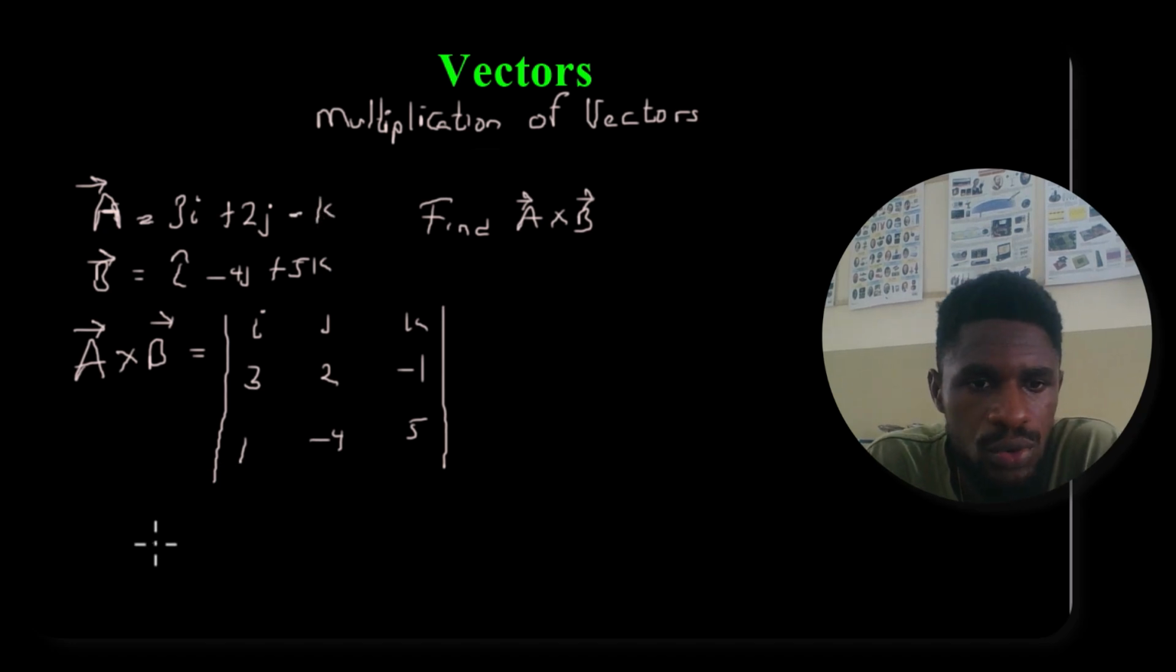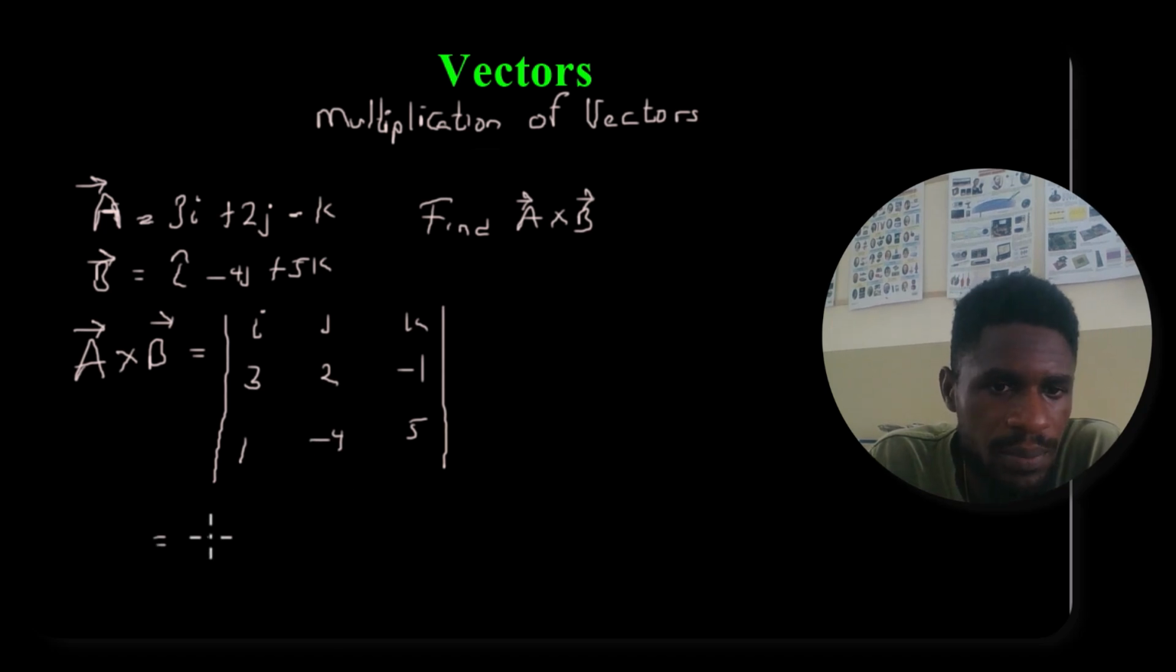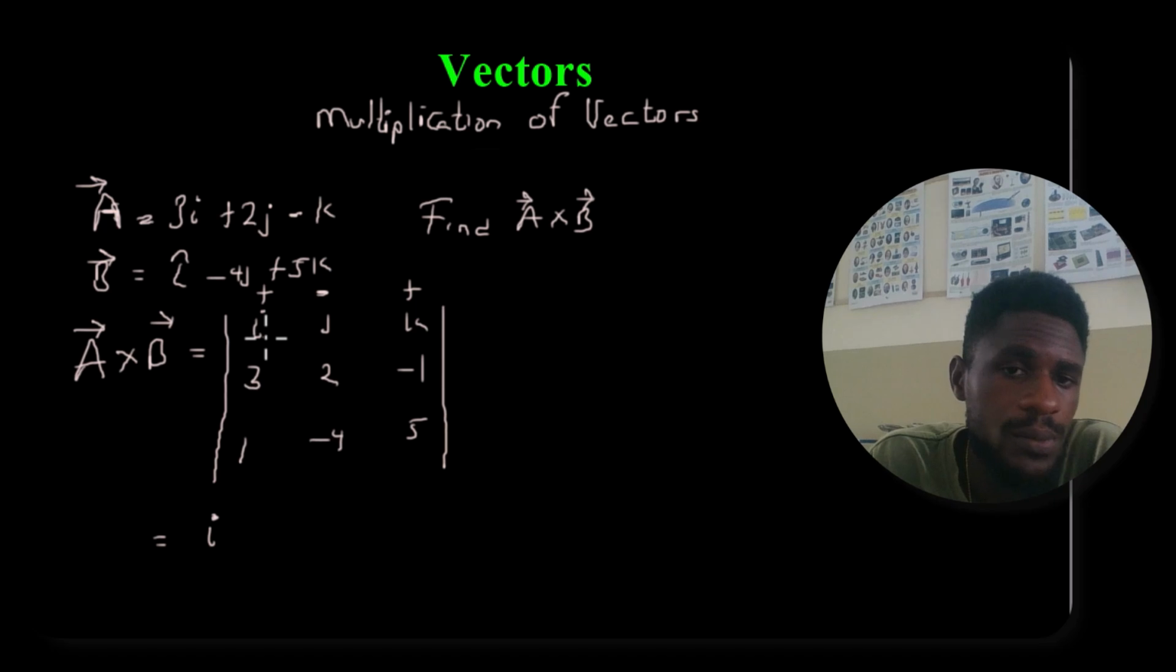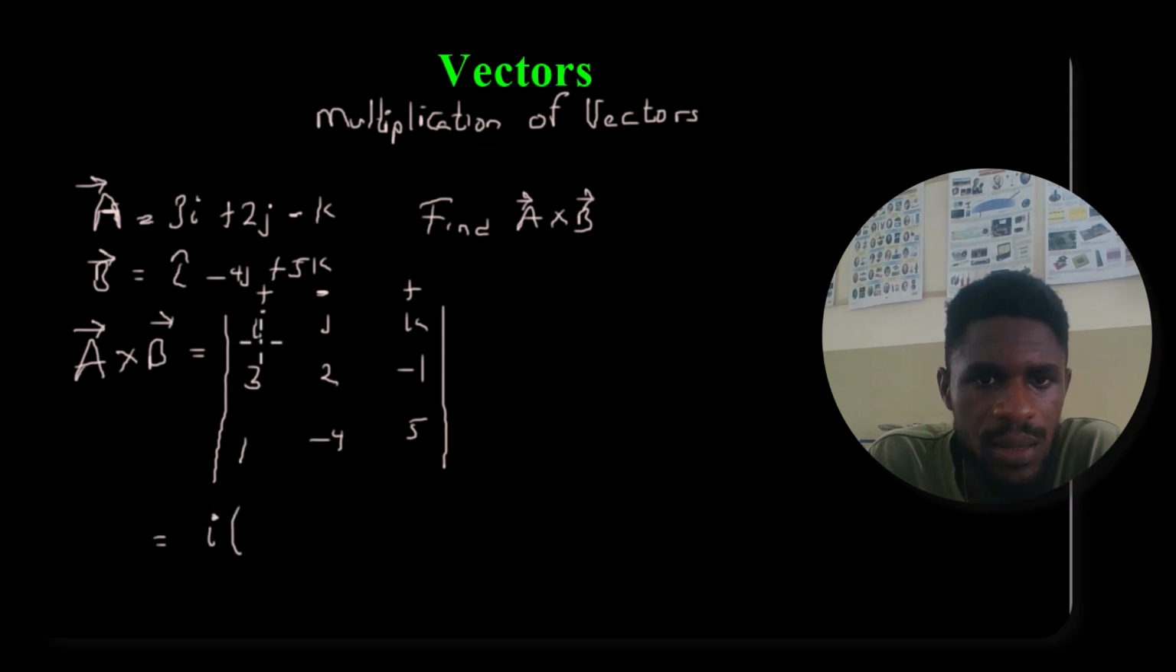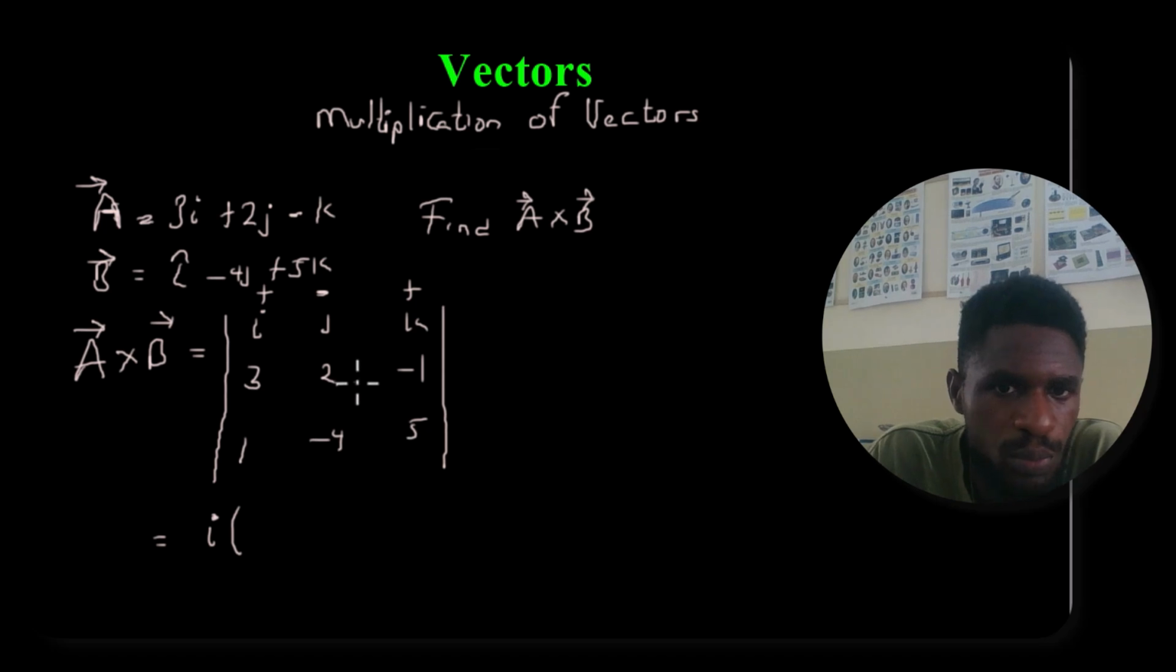Now, what do I do to find i, j, and k? For i, I will simply bring out i. Remember, we said i has a positive sign cofactor, j has a negative sign cofactor, and k has a positive sign cofactor. So bring out i, then open the parentheses, then block the first row, block the first column. So I'm left with 2, minus 1, minus 4, and 5. So I want to multiply these two together and subtract it from these two.